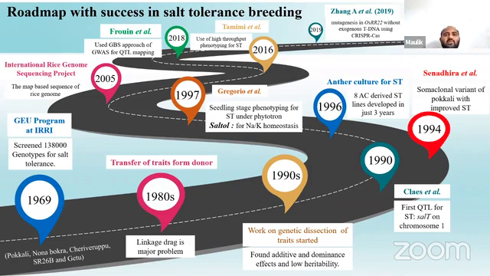So how to develop Masuri into salt tolerant? Pokkali is the salt tolerant donor. In Pokkali, there is one QTL. QTL means quantitative trait loci. This governs seedling stage salt tolerance.